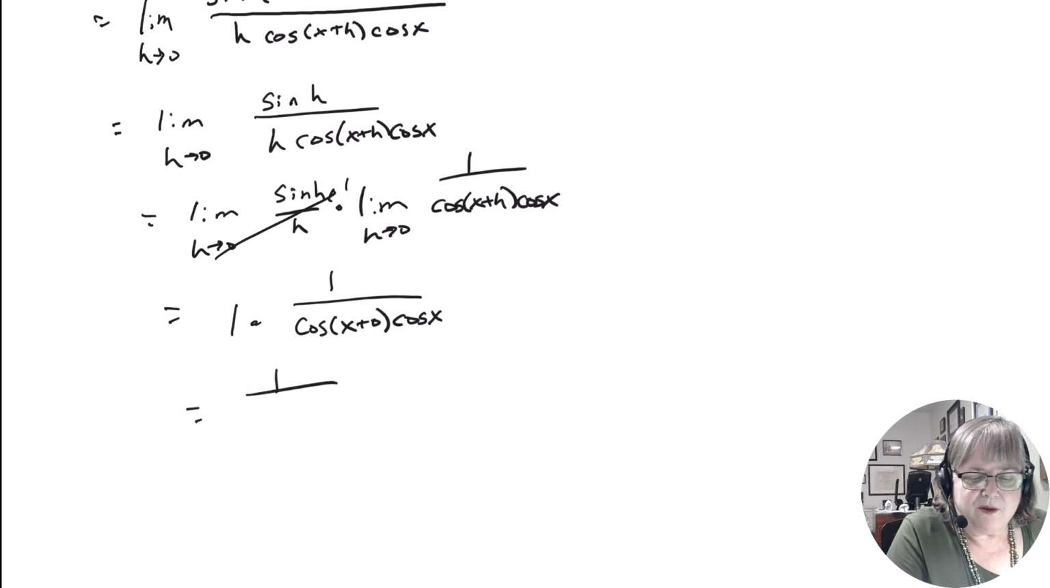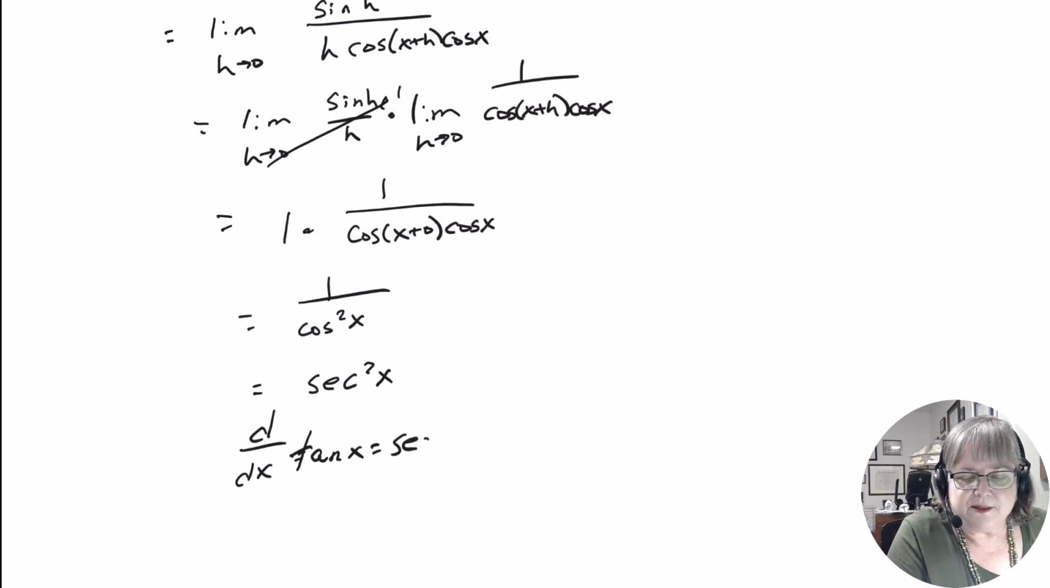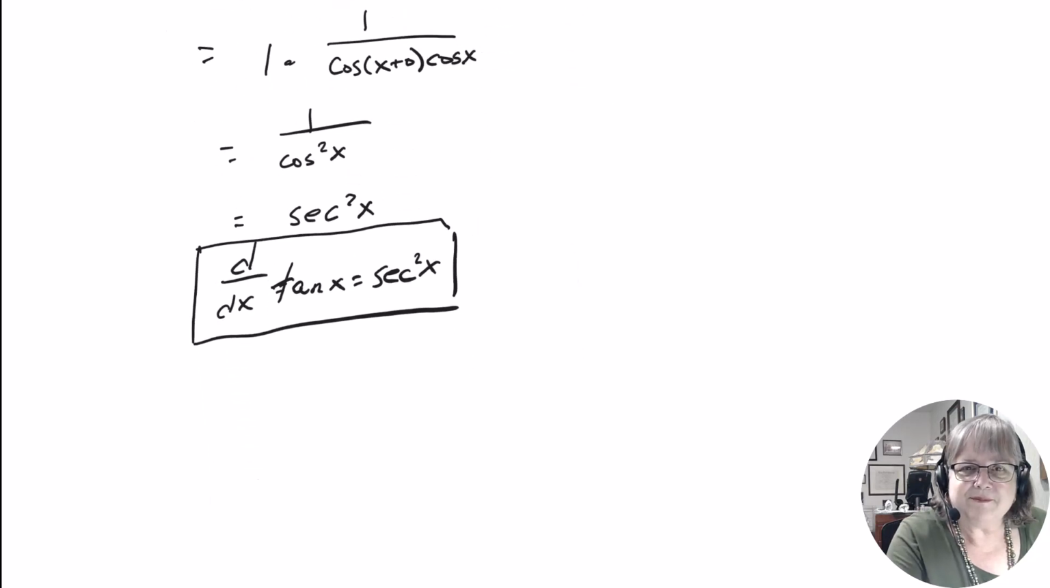So it's 1 over cosine squared x, which is secant squared x. So the derivative with respect to x of tangent x is secant squared x. We're about halfway.